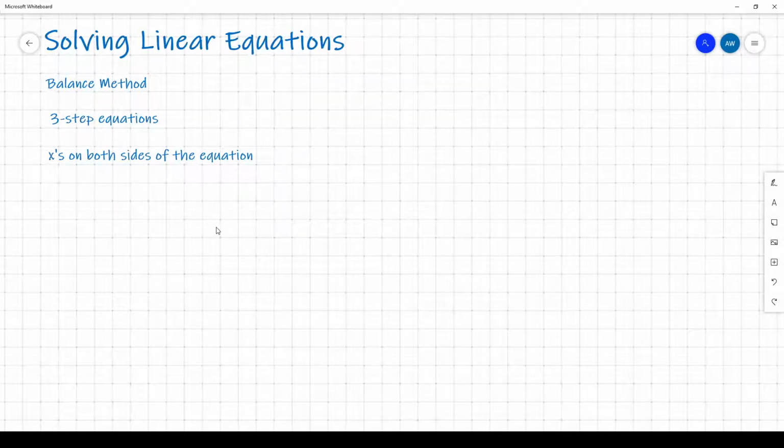Okay, this is the fourth video in the solving linear equations series, looking at the balance method, three-step equations, but this time we are looking at equations where we have x's on both sides of the equation. So remember to put my pen up straight away this time. Let's go straight into an example.